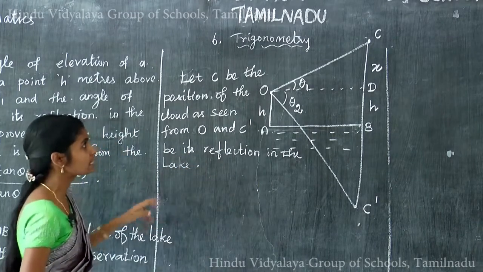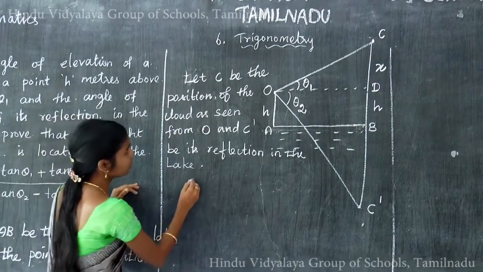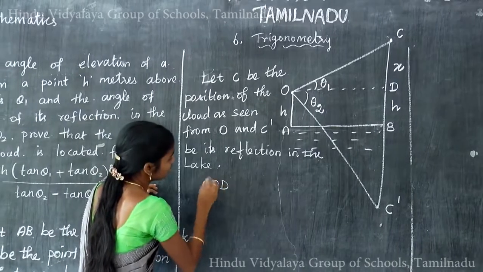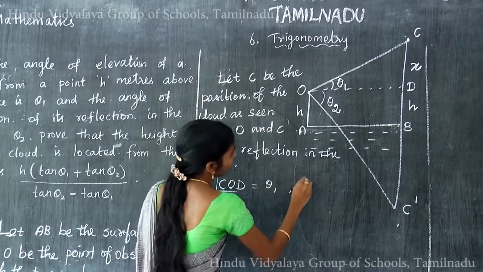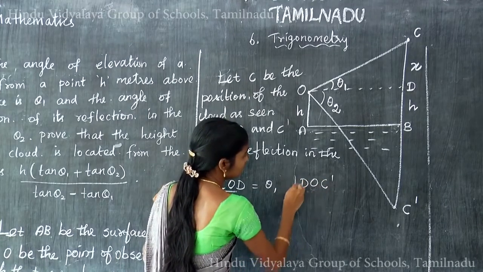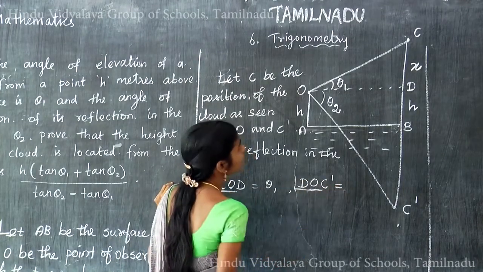Now write the angles. The first one is the angle of elevation, that is the angle COD is theta 1, and the angle DOC dash is theta 2.